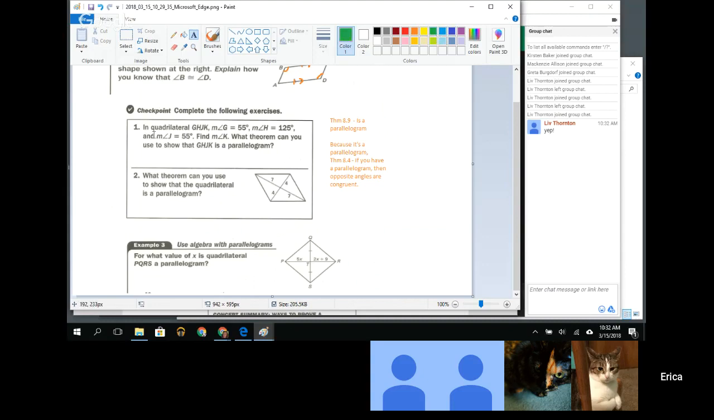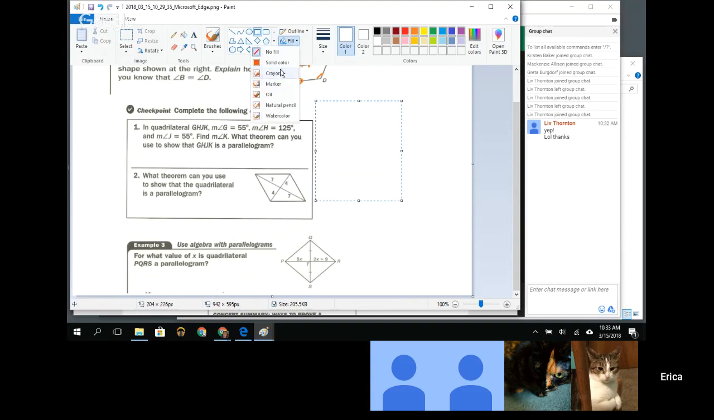Okay, checkpoint number 1. In a quadrilateral GHJK, the measure of angle G is 55, the measure of angle H is 125, and the measure of angle J is 55 degrees. Find the measure of angle K, and then what theorem can you use to show that this is a parallelogram? So this one, they don't give you a picture, but we can figure this out and determine if this is a parallelogram.